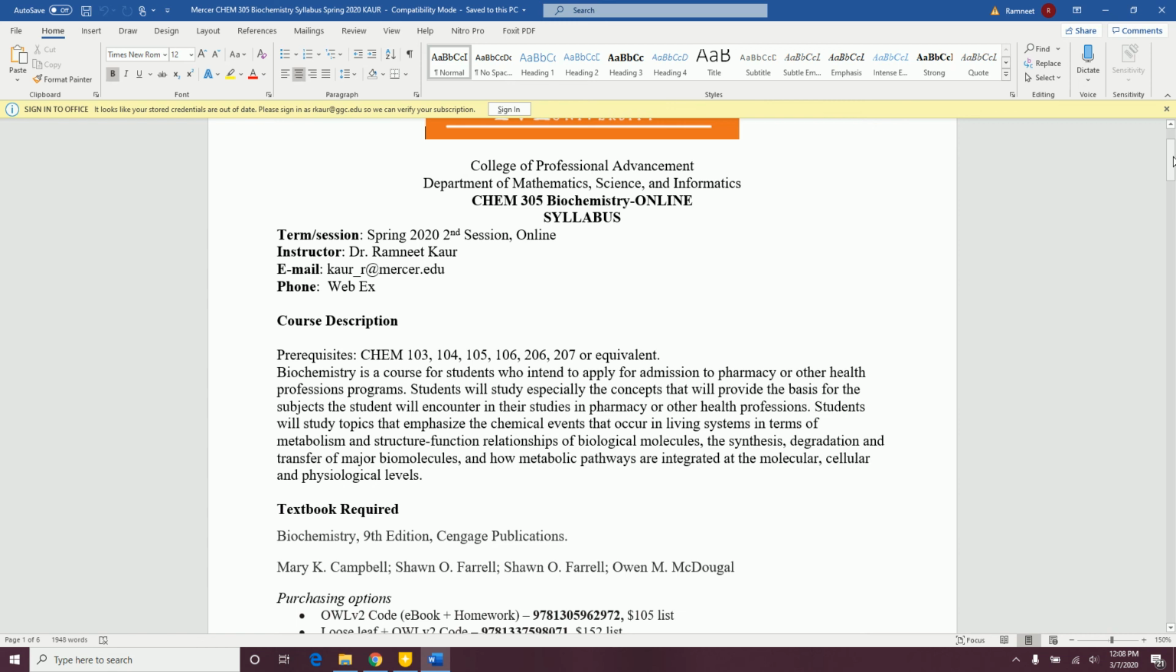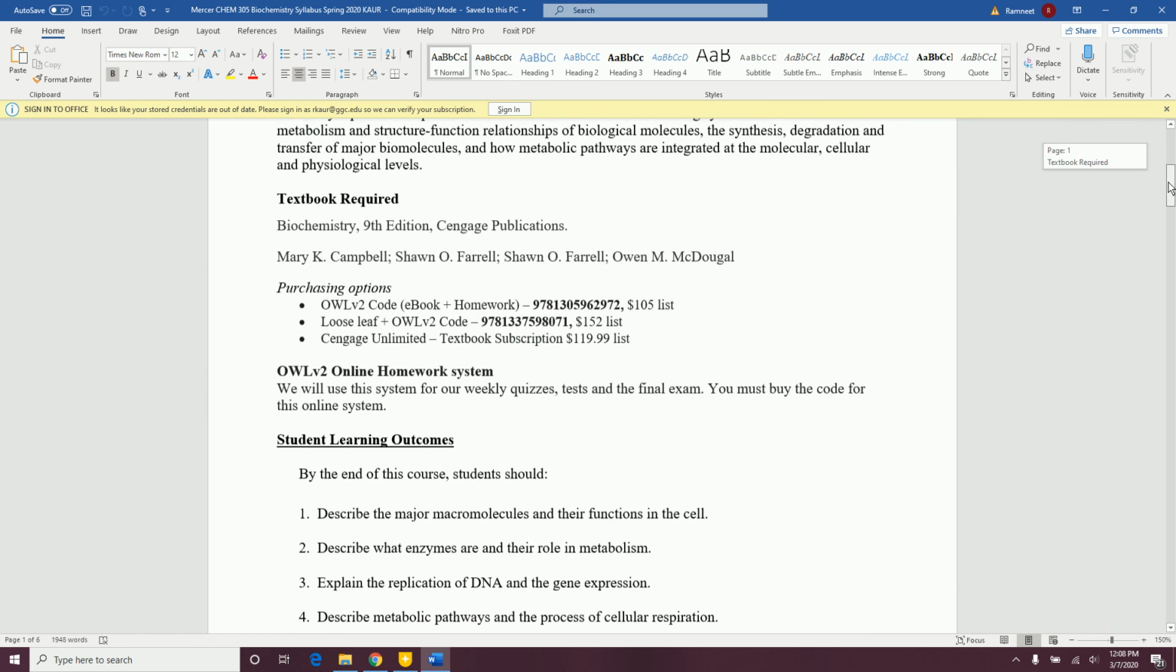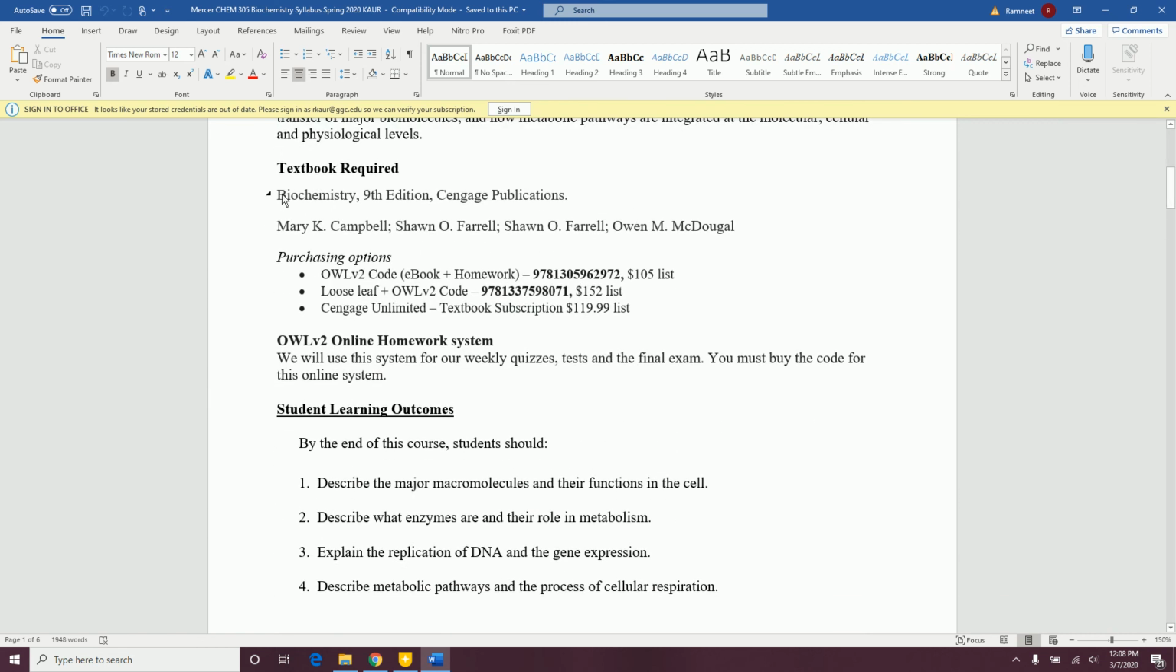The very important thing is this is the book we are going to use: Biochemistry, 9th edition, Cengage publication. These are the authors, and these are the different purchasing options you can follow. We are going to use a system called OWL-V2, the Cengage online homework system. With this book, I will be creating all the quizzes, tests, and the final exam on this system.